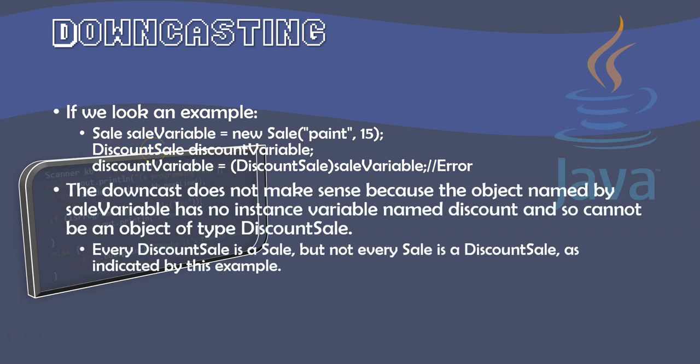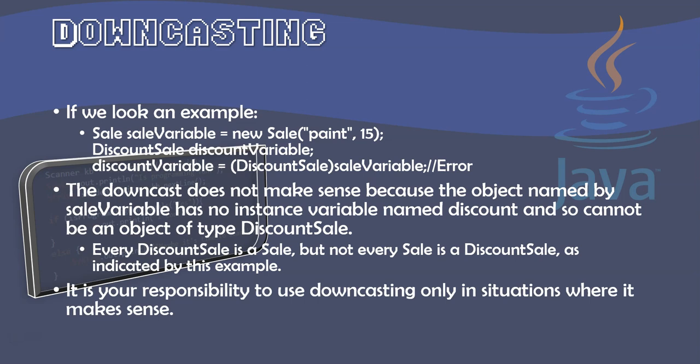In this example, the downcast does not make sense because the object named by saleVariable has no instance variable named discount, and so cannot be of type DiscountSale. We think about it: every discount sale is a sale, but not every sale is a discount sale, as we've seen above. Therefore, it's up to us as the programmer to use downcasting only in situations where it makes sense. If it doesn't make sense to do it, then avoid it.